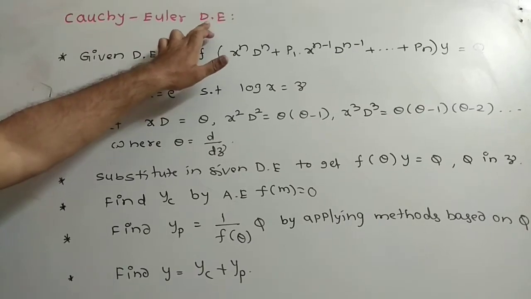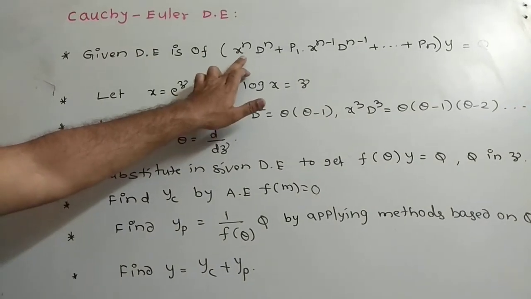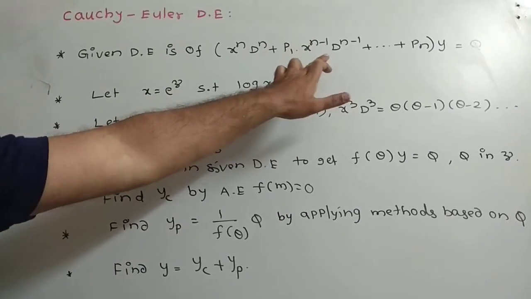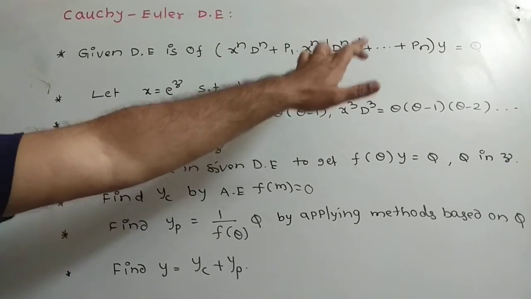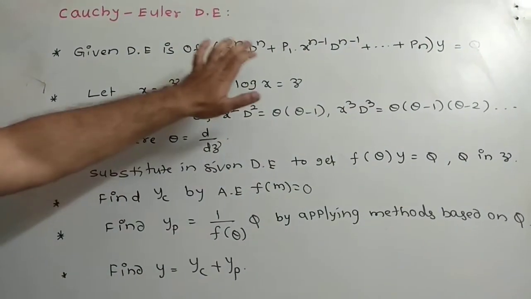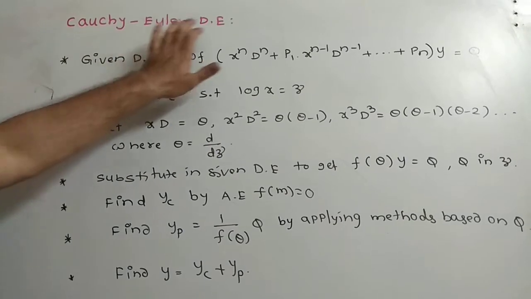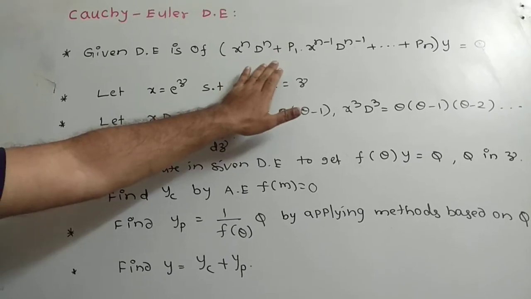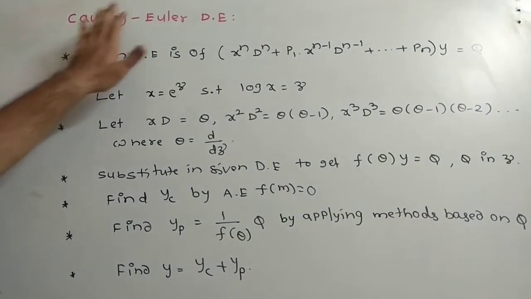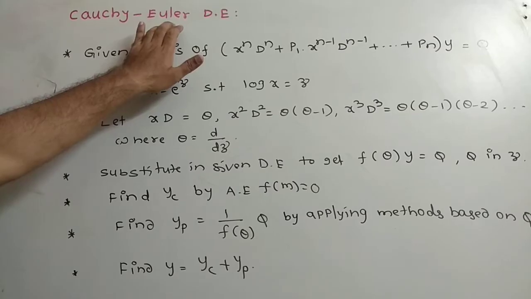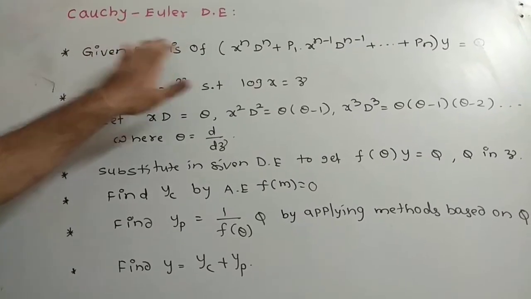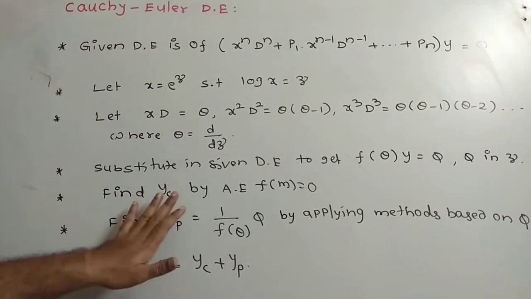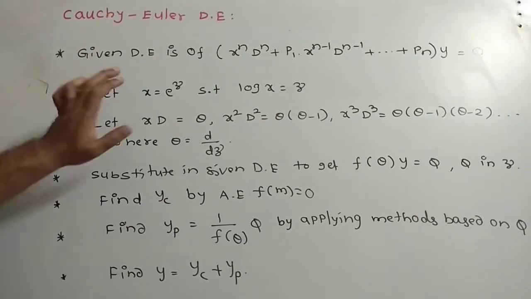Any differential equation of the form x^n d^n plus p1 x^(n-1) d^(n-1) plus so on, pn of y equal to q, is generally said to be a Cauchy Euler differential equation. This model of differential equation was given by Cauchy and Euler, both mathematicians. In order to find the solution of such an equation, I just give you the procedure here. Based on that you can directly find the solution.